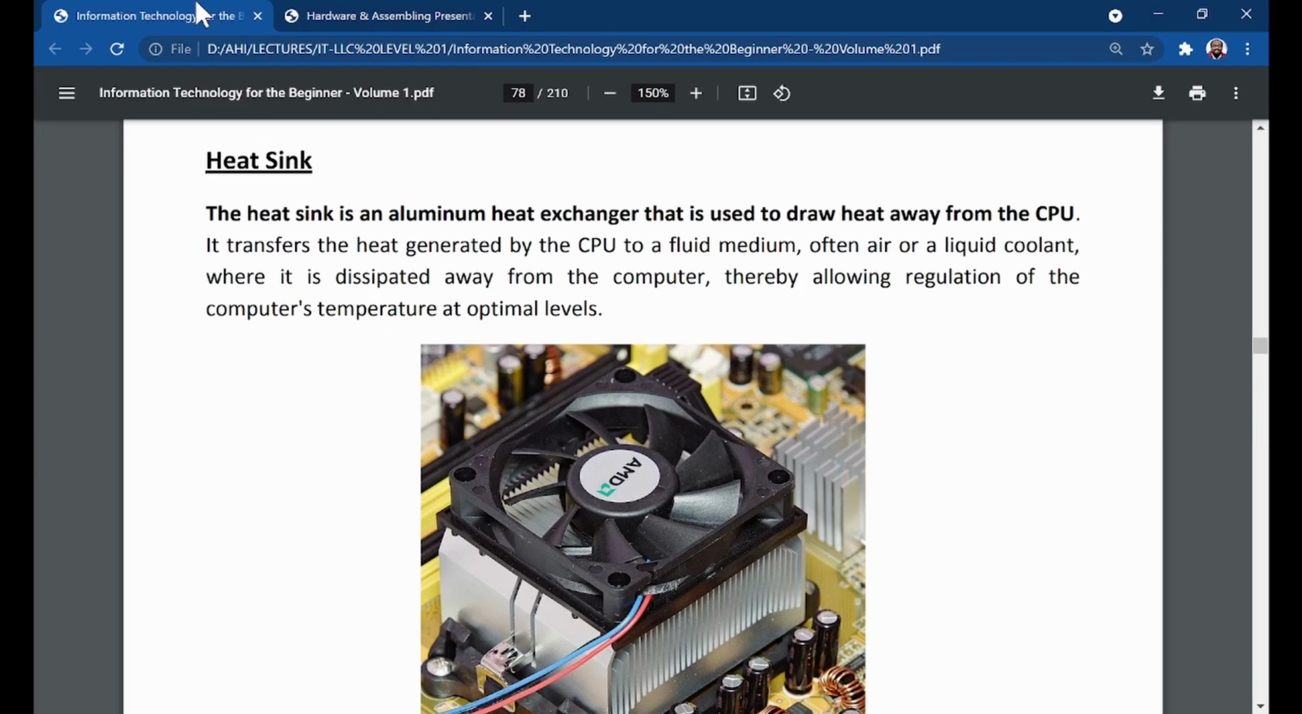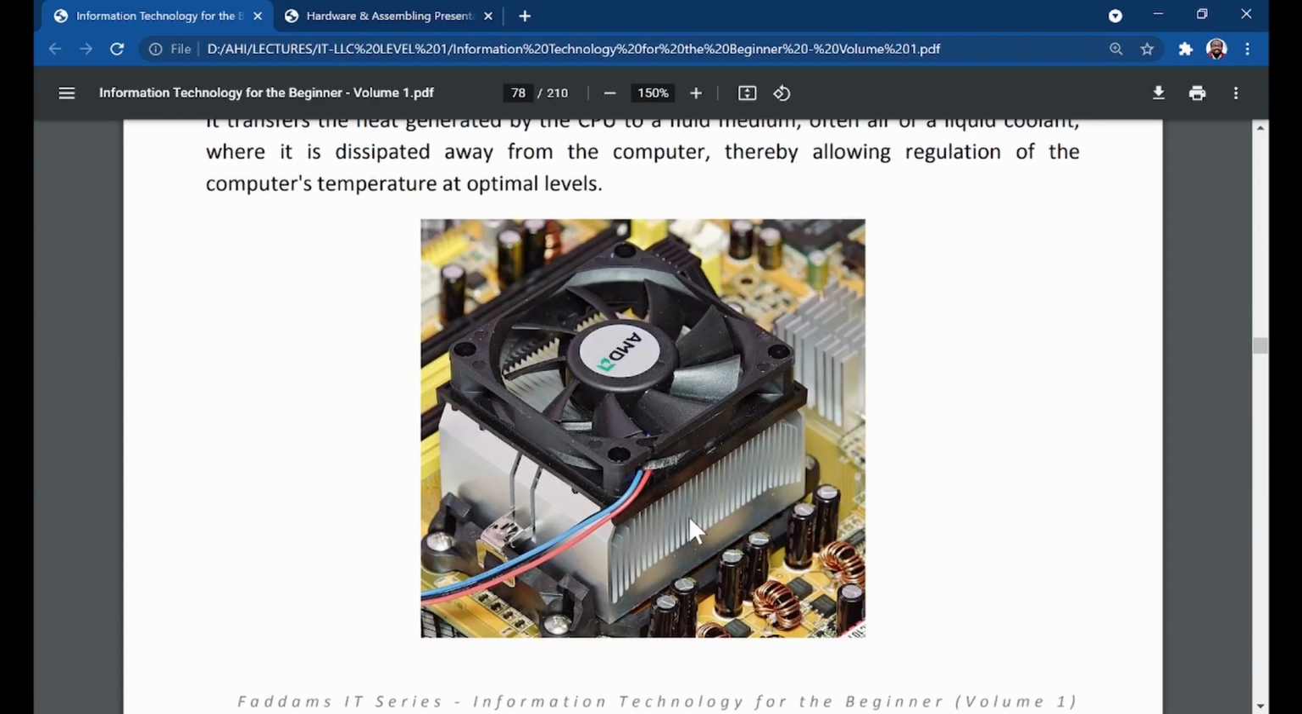Are you with me? Over here it says that the heatsink is an aluminum heat exchanger that is used to draw heat away from what? The CPU. It transfers the heat generated by the CPU to a fluid medium, often air or liquid coolant, where it is dissipated away from the computer, thereby allowing regulation of the computer's temperature at optimal levels. That's wonderful. So this is a good heat sink, and you can see that there's a fan on it.